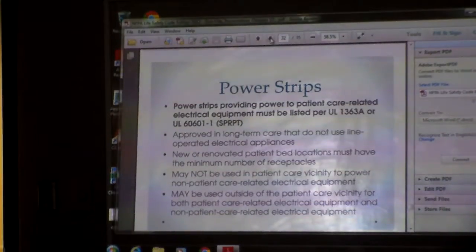It is written that they may not be used in patient care vicinity to power non-patient care related electrical equipment. That would include computers, things of that nature. But they may be used outside of the patient care vicinity for both patient care related electrical equipment and non-related. So in your offices, if it's separated from patient care, you're fine. But we do want them to be hospital grade power strips.